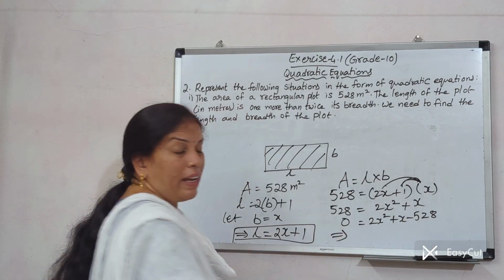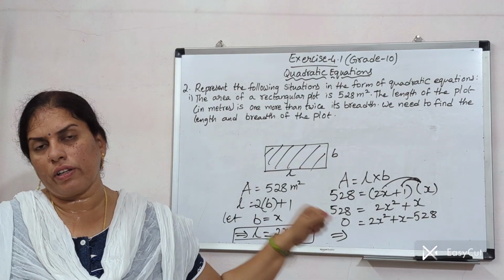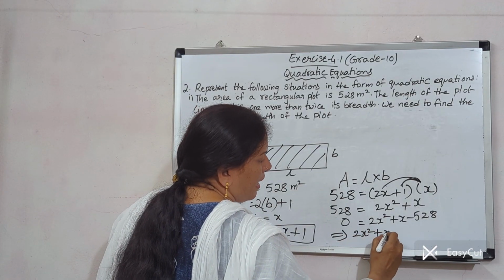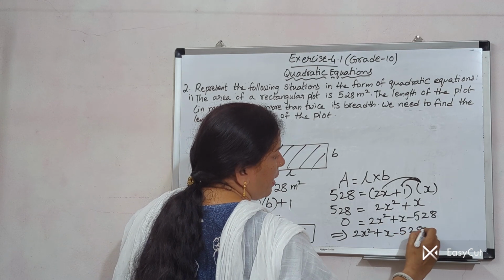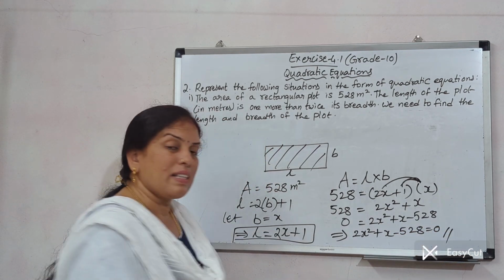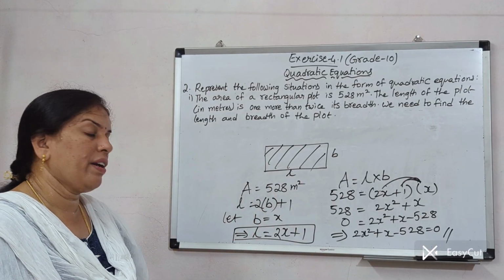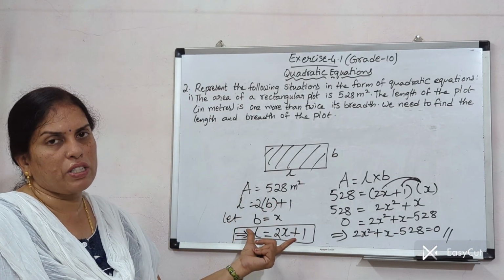I am writing a is equal to b or b is equal to a. Both are same only, no? So 2x square plus x minus 528 is equal to 0 is the required quadratic equation. Like this we must write down. Okay, we can write some steps here.